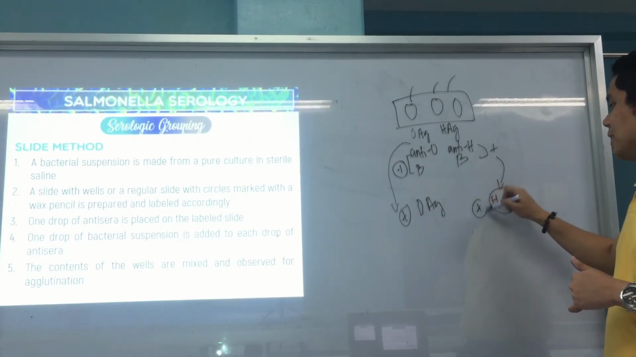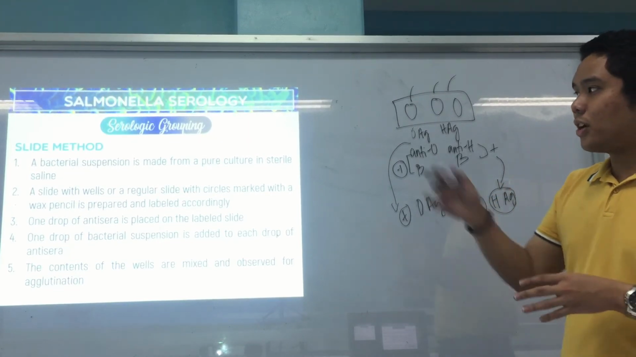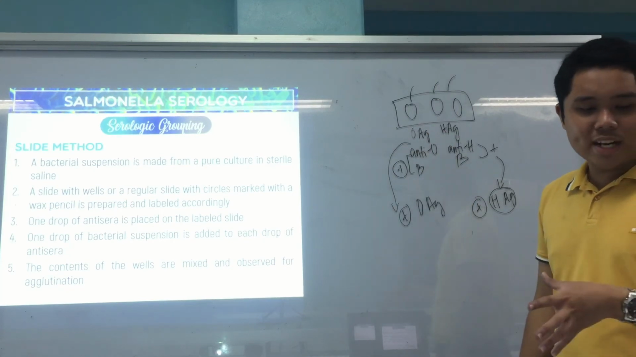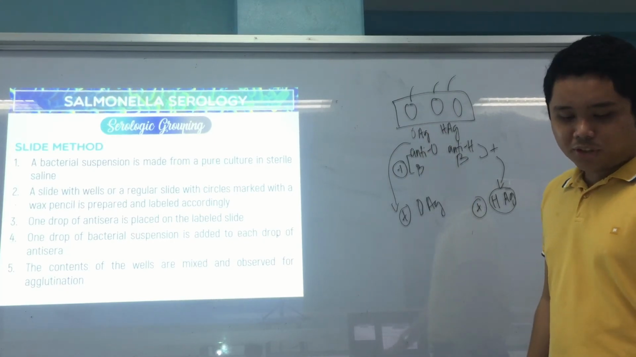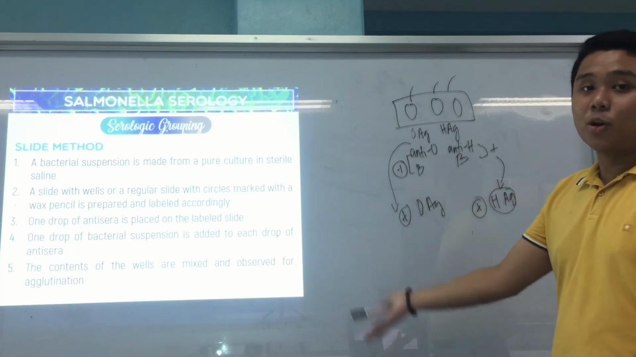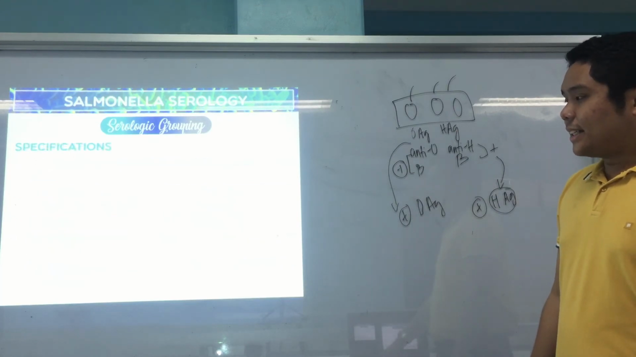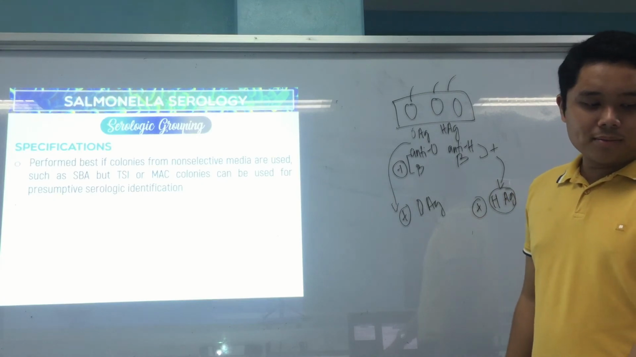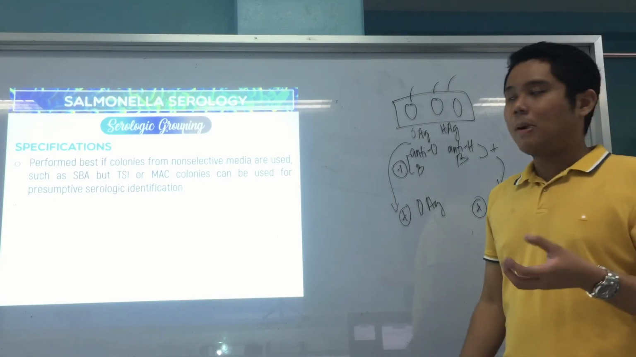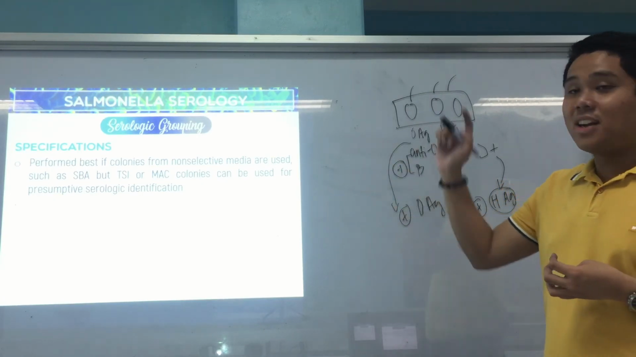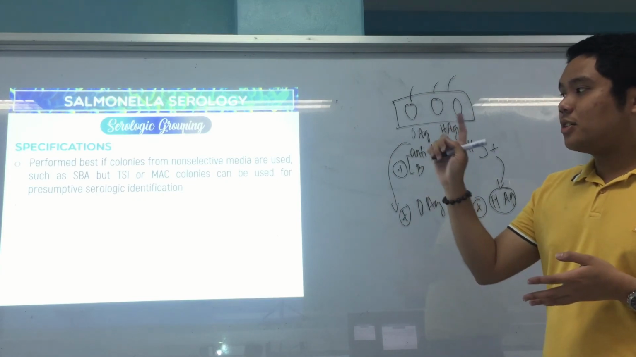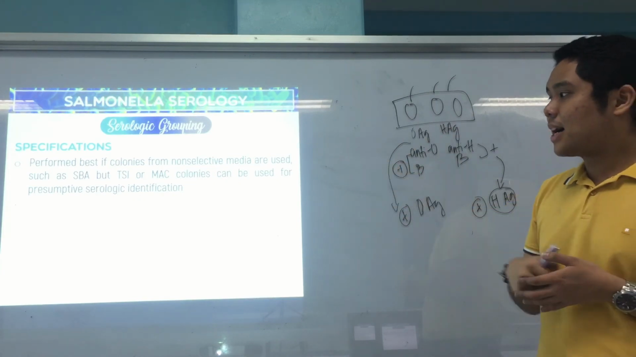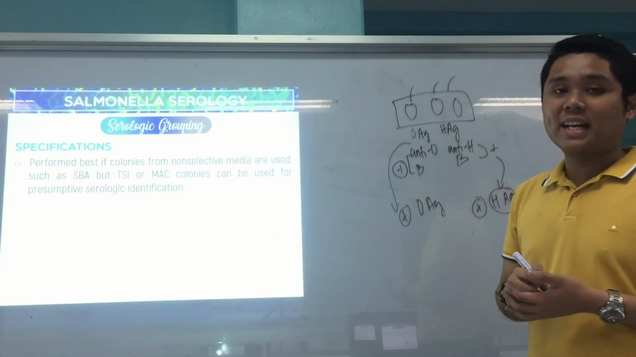So that's for serological grouping. Again, the O antigen and H antigen are what we use for serological grouping, and the principle is agglutination. There are specifications you need to follow. The colony should be from a non-selective media such as sheep's blood agar, but TSI or MAC can be used for presumptive serologic identification.